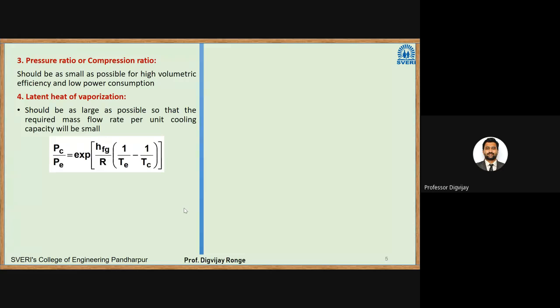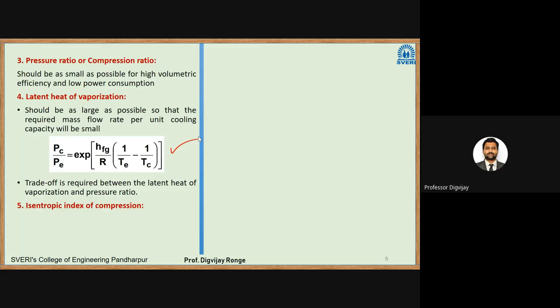So it should be as large as possible, but we saw one relation here. This is a relation between pressure ratio and latent heat. So they are directly proportional. If I'm going for higher latent heat, automatically it will have higher pressure ratios. So a trade-off is needed. We have to select the optimum values of this pressure ratio and latent heat of vaporization.